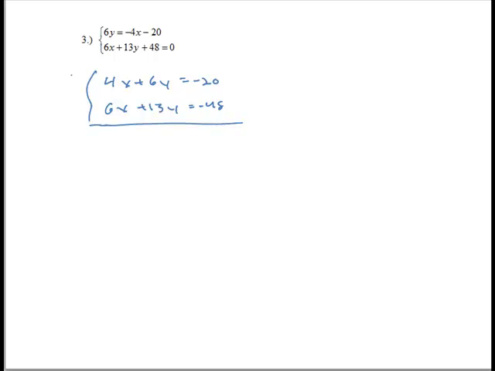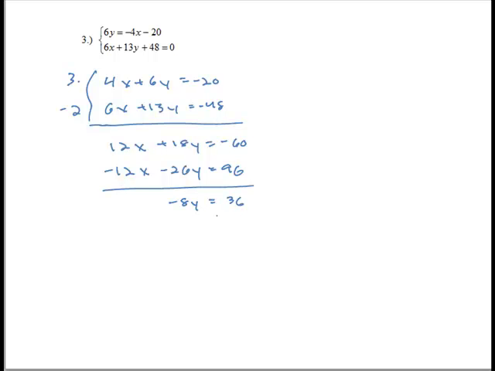If I make the first one the positive 12, that means I have to multiply the entire first equation by 3. The second equation becomes a negative 12, so I multiply it by a negative 2. So the first equation becomes 12x plus 18y is equal to negative 60. The second equation, negative 12x minus 26y is equal to 96. Add the two equations together. The x's eliminate, leaving us negative 8y is equal to 36.